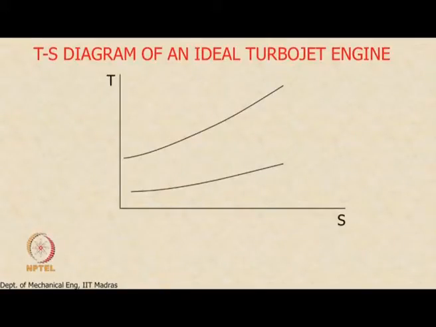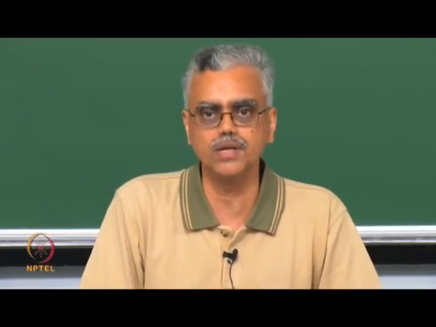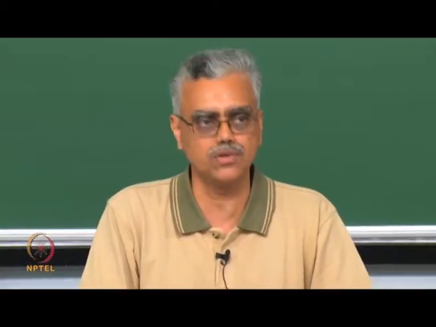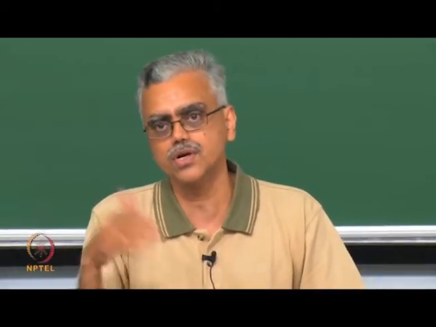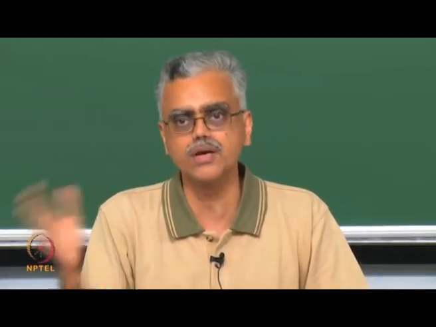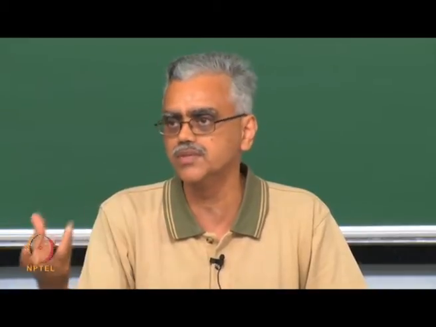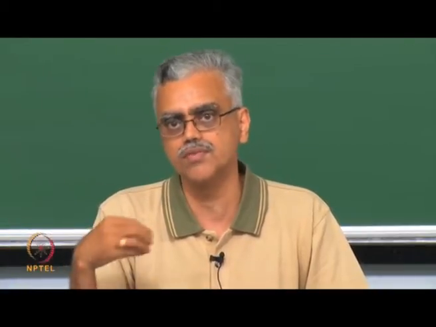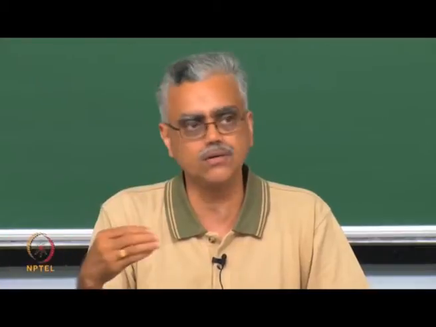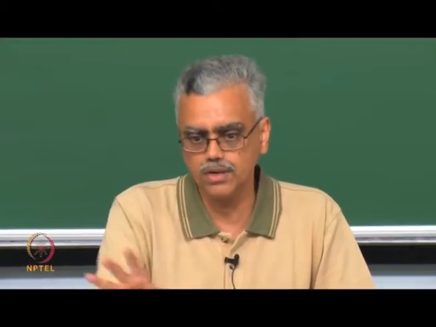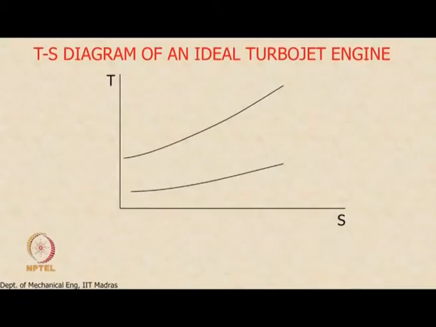So let us start with the basic turbojet cycle. We are going to start with the TS diagram of an ideal turbojet engine. What I mean by ideal is that losses are neglected. We will take losses into account later on when we do a component by component analysis. We will come up with a metric for the losses, or we will define an efficiency and take losses into account that way. For now, we will look at an ideal engine, because the principles and the important ideas are easier to understand from an ideal cycle.